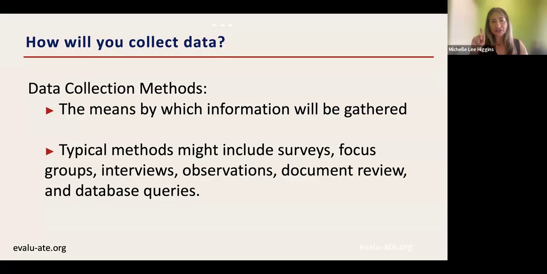Jen, I just wanted to mention too that sometimes your collaborators or your stakeholders also have collected data that is available to you. So don't forget to include them when you think about who can collect this data.